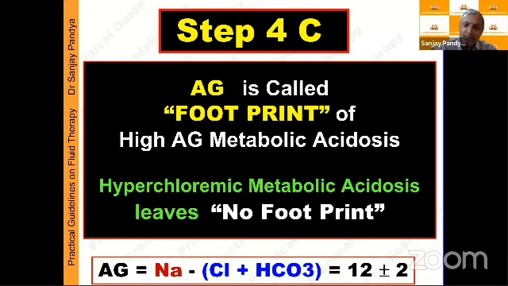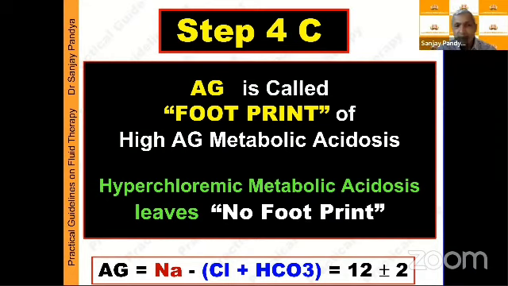Metabolic acidosis is divided into two groups, normal anion gap and high anion gap. Normal anion gap is hyperchloremic metabolic acidosis, which does not have a high anion gap, and therefore there is no footprint. But when the anion gap is high, there is metabolic acidosis like lactic acidosis, diabetic ketoacidosis, alcohol related acidosis. These all have high anion gap, and with this we can clinch the diagnosis of high anion gap metabolic acidosis, which may not be obvious otherwise.